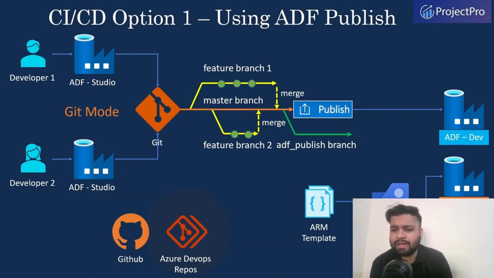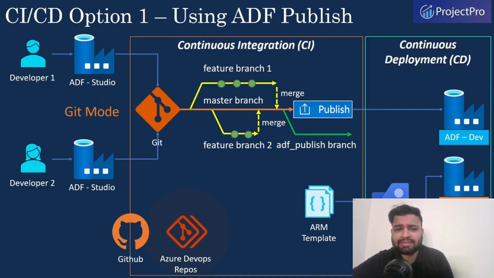After this, it automatically creates an ADF publish branch which contains the ARM template of our Azure Data Factory, which is then released using the release pipeline to the higher environments like the test and prod environments. So we are only publishing into the development environment. This is how we are achieving CI/CD.